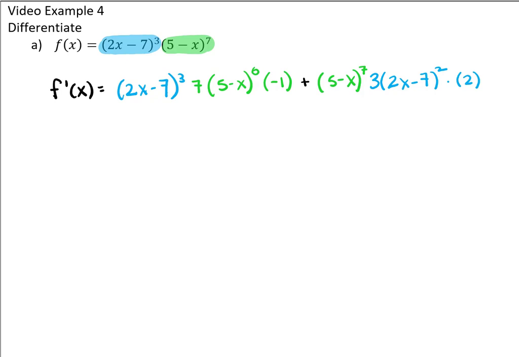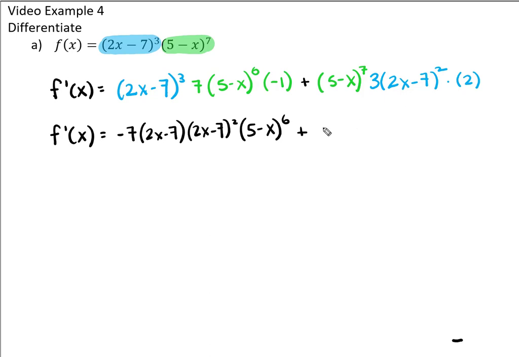We're going to take some time to simplify this. First of all, I'm going to pull to the front any coefficients that need to be in the front. Okay, so we get the 7 times the negative 1 becomes negative 7. And then I want to see what parts this has in common with this. And I see 2x minus 7 to the third and to the second. So I'm going to break this up into 2x minus 7 and 2x minus 7 squared. And then 5 minus x to the 6th. And I'm doing this so that this will match the second side. And then I have here a 3 times a 2, so that becomes a 6. 5 minus x to the 7th will become 5 minus x times 5 minus x to the 6th, and then 2x minus 7 squared.